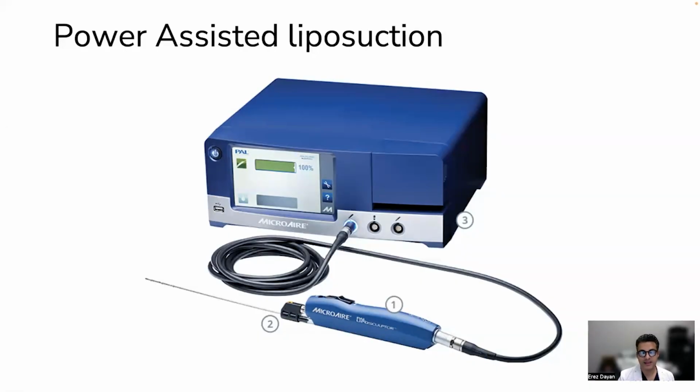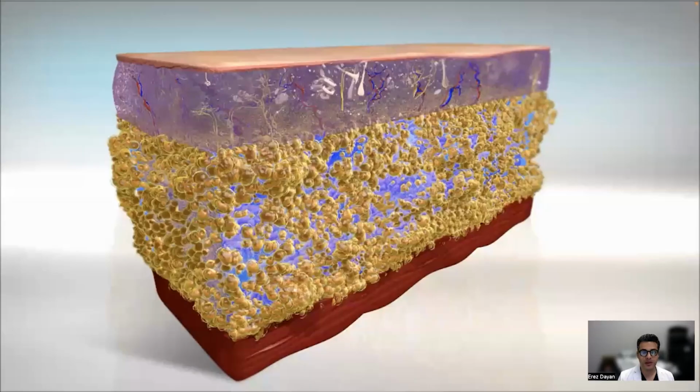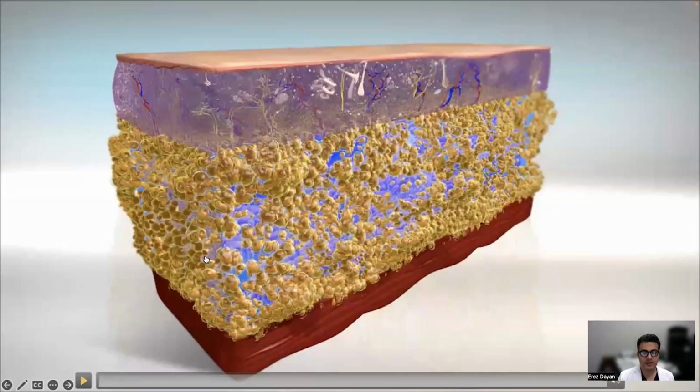Essentially, it makes liposuction easier for the user and a little more comfortable for the patient. The vibration kind of distracts the patient as well. So oftentimes here you can see we have skin, fat, and muscle. The local is the blue, all the tumescent that's within the tissue.